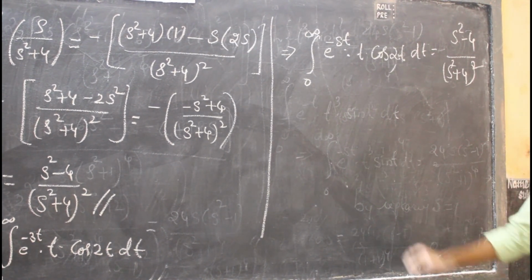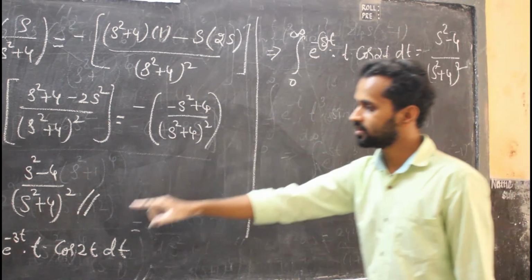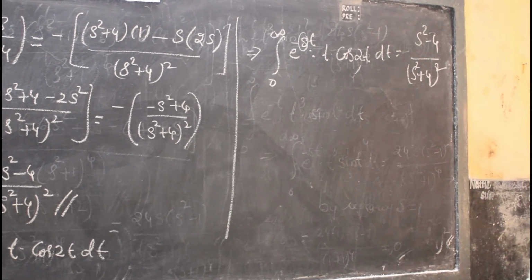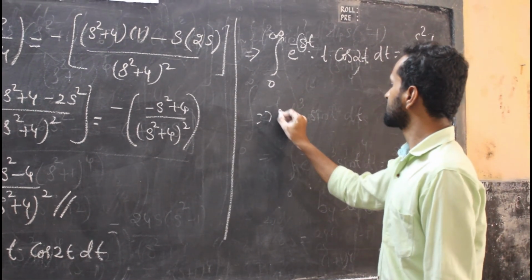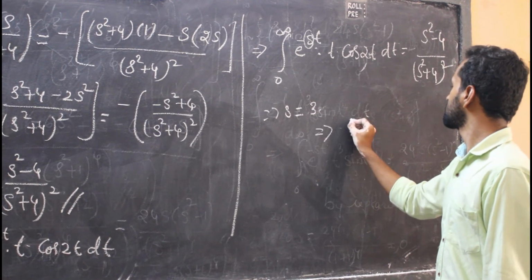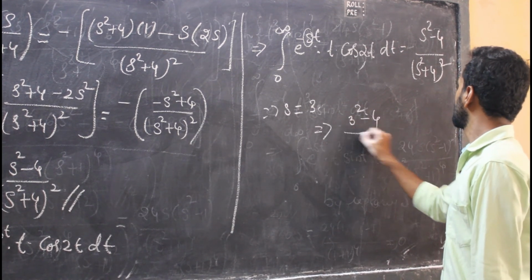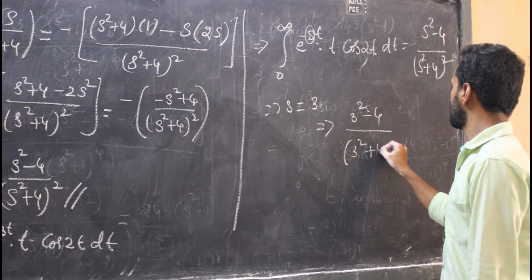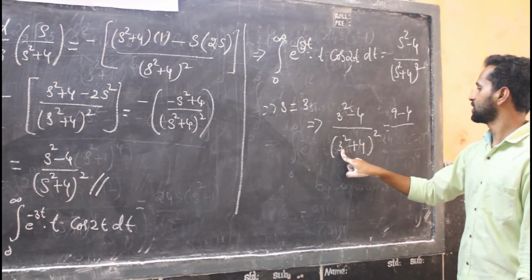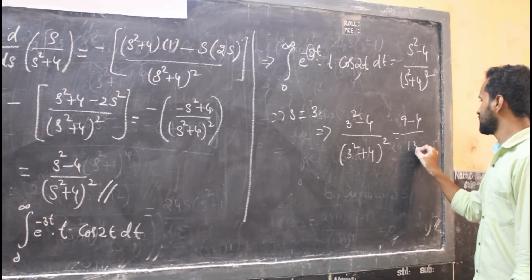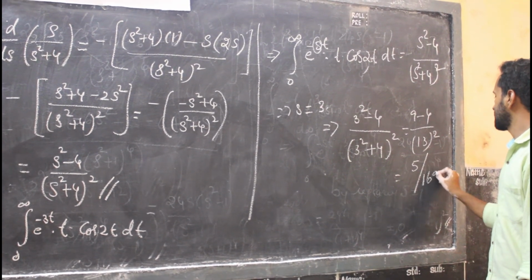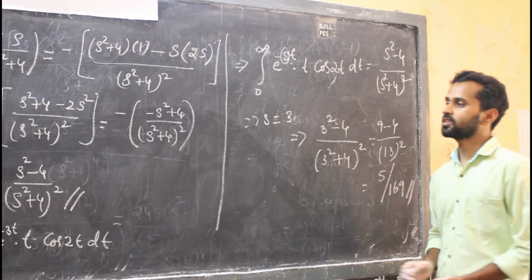Get that? So now compare my s to the standard. What is my s here? 3. E to the power of minus st, I will compare with e to the power of minus 3t. So I will be getting s equal to 3. By replacing s equal to 3 in my standard solution, this becomes 3 square minus 4 divided by (3 square plus 4) whole square. So this becomes 9 minus 4 divided by (9 plus 4), that becomes 13 whole square. So this becomes finally 5 divided by 169. This is your complete solution for the given problem.